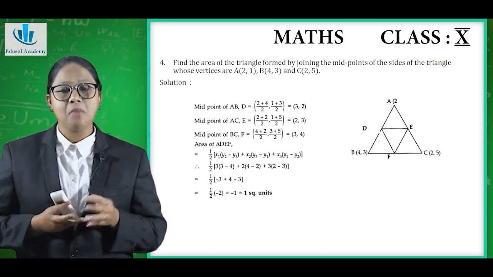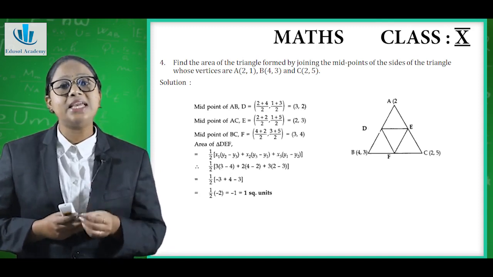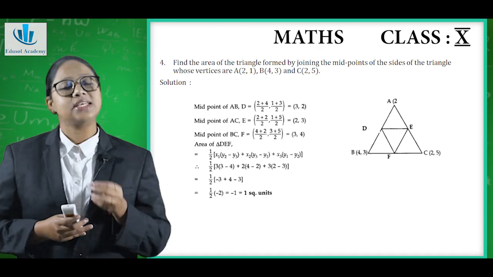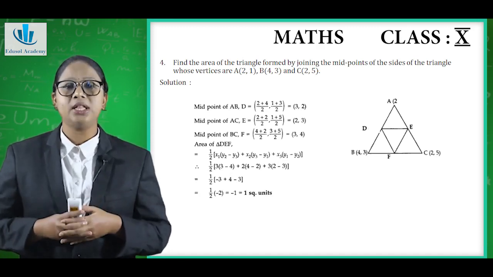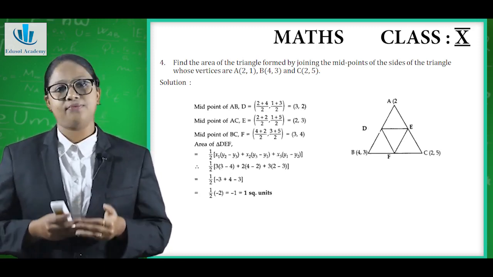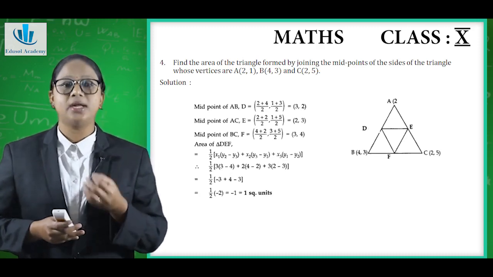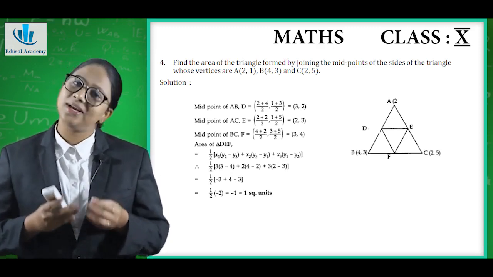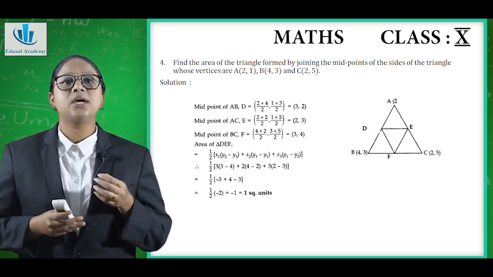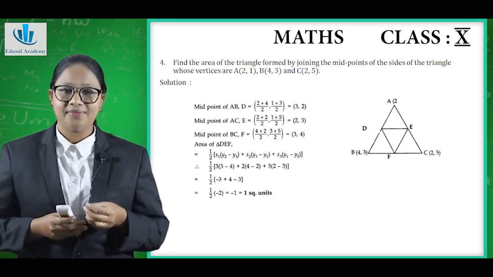So, we have to mark the midpoint of AB as D, then the midpoint of BC as F and that of AC as E. Now, using the midpoint theorem, we can find the coordinates of D, E and F. What was the midpoint theorem? (x1 + x2)/2, (y1 + y2)/2. Using the midpoint theorem, we got the coordinates of D as (3, 2), E as (2, 3) and F as (3, 4).